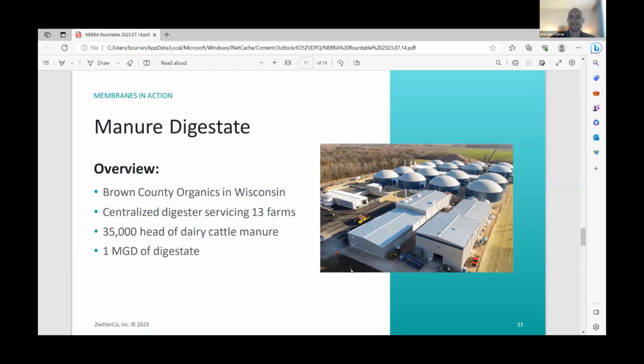It's called Brown County Organics. It's in Greenleaf, Wisconsin. It's a centralized digester operation that services 13 farms in that area. So there's 35,000 head of dairy cattle's manure going to that space. This project was done by Dynamic Renewables, and the digestate portion of the project was done by Digestate Organics, and they were using our membranes in their process. So it's treating 1 million gallons per day of digestate at this facility.